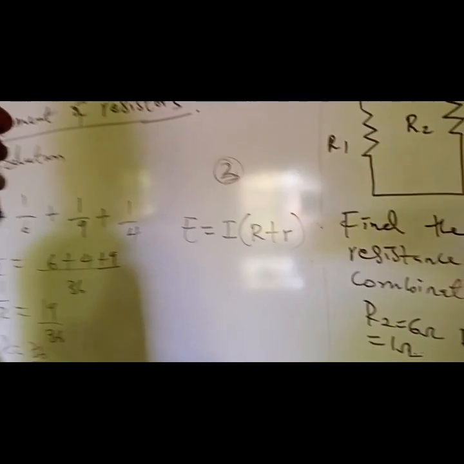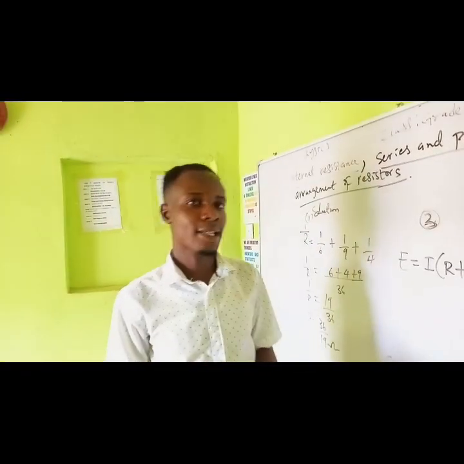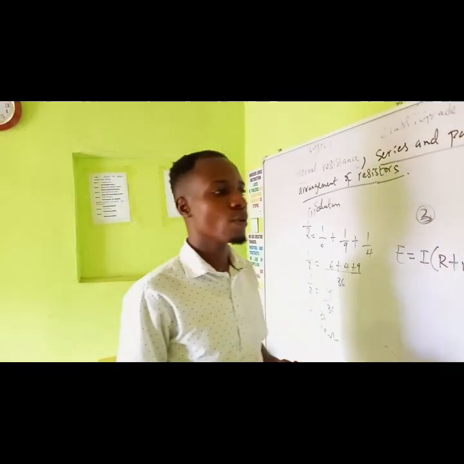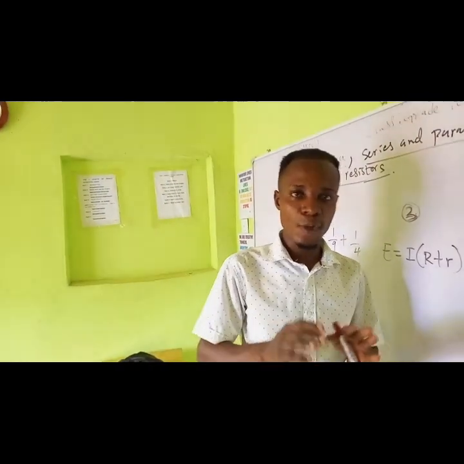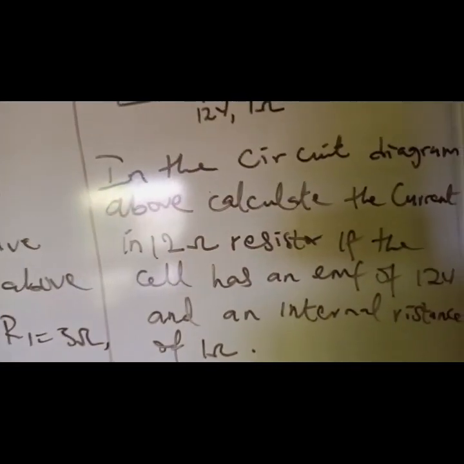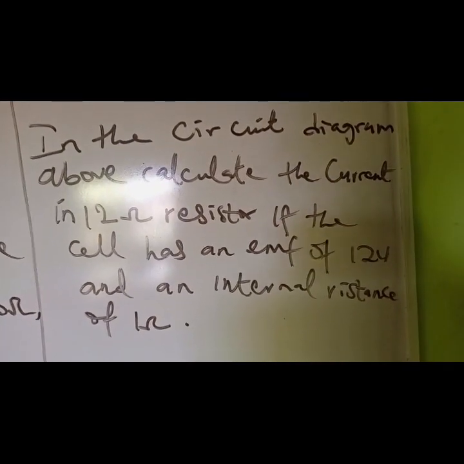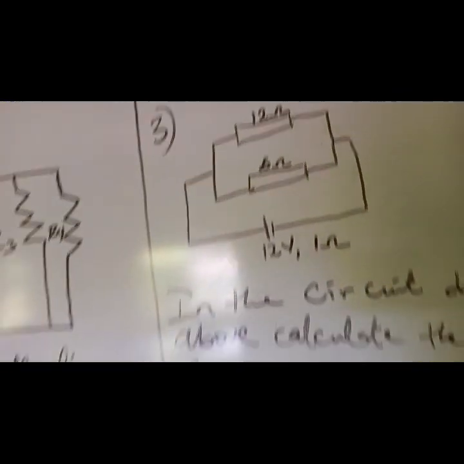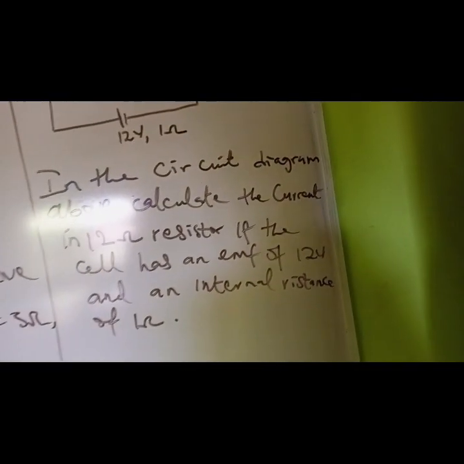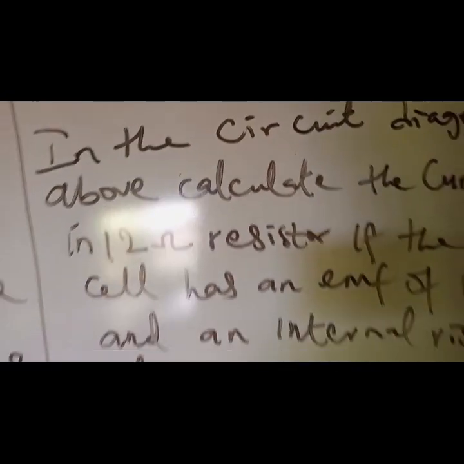So like I always tell you in the classroom, you must write out your parameters so that you can be able to know how to use your formula. So you must write out your what? Parameters. Okay, let's go to the question and see what the parameters are. We are told that in the circuit diagram above, calculate the current in 12. So that means we are looking for the current. So the current is unknown. And here we have 12 ohm resistor, if the cell has 12 volts.